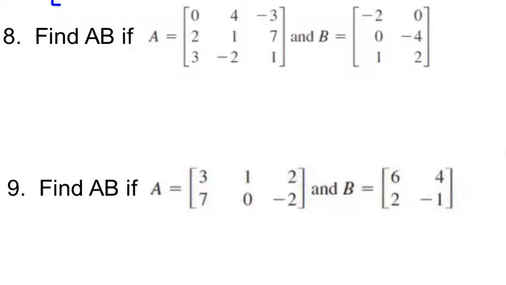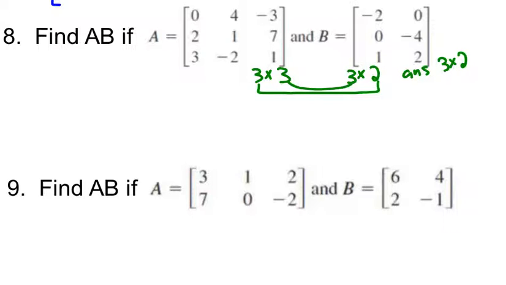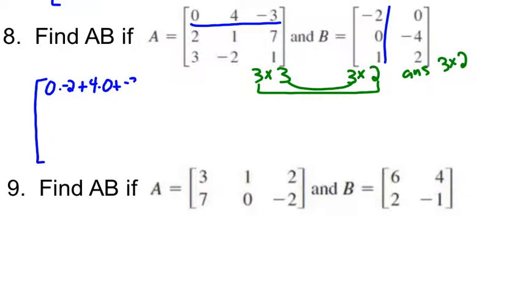All right, next one. Again, we want to check the size, A and B. So we have a 3 by 3 matrix and a 3 by 2. These numbers are the same, so we can do it. And our answer is going to be a 3 by 2 matrix. Okay, good information to know. So let's start doing this, 3 by 2. So we want to take row 1 by column 1. So 0 times negative 2 plus 4 times 0 plus negative 3 times 1.